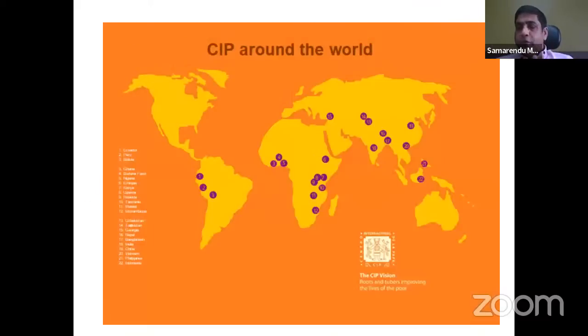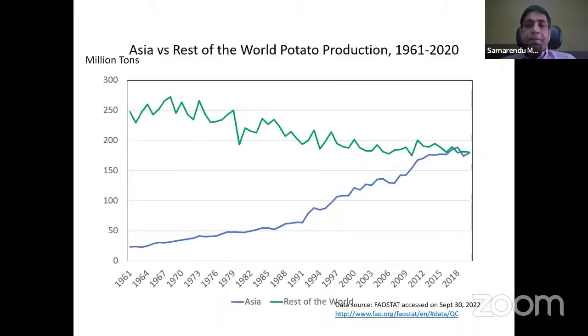We work all over the developing world. You can see more than 18, 19 countries where we work primarily, although our head office is in Lima. We operate primarily in Asia and Africa, which is where most of the poverty lies. We have a very strong presence in Africa also, because that's where the orange flesh sweet potato was developed and has been disseminated and grown by poor farmers for food, nutrition, and cash security.